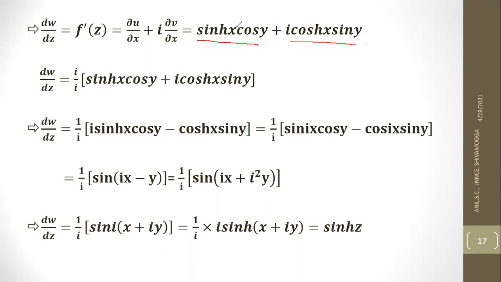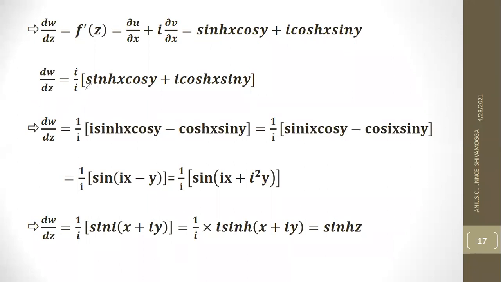To eliminate this hyperbolic function, i sin hx is required. In order to obtain i here, we multiply and divide by i. There will be no change in the expression. It remains unchanged. i by i is equal to 1. Therefore, multiply by i and divide by i. Sin hx into cos y plus i cos hx into sin y as it is.